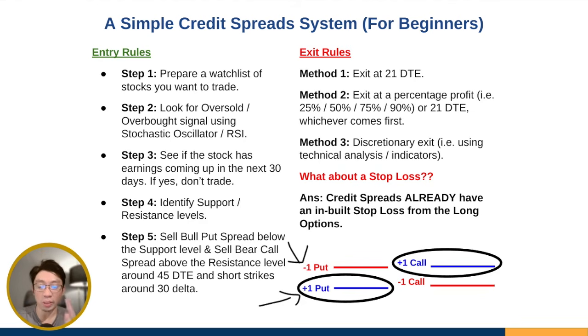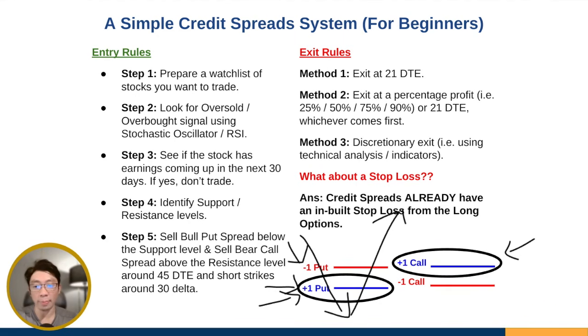But there's one added advantage of this long put, or even the long call. So this is for the bear call spread. So this is one advantage of the long option compared to a normal stop loss. So let's say you have a normal stop loss. If the market comes down here, and let's say you put your stop loss at the same place where the long put is, you're already out of the trade. And then let's say if the market bounces back up, you're no longer inside the trade.